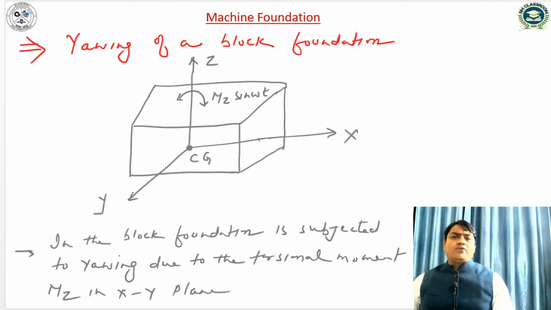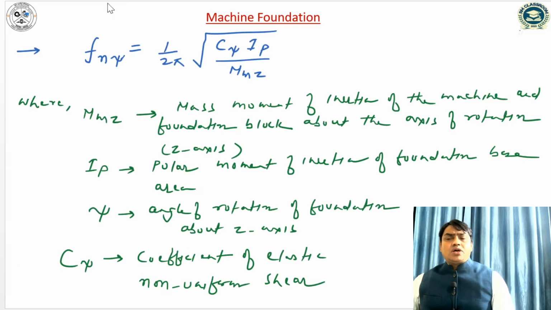This is the yawing of a block foundation. The external twisting moment is acting, that is Mz sin omega t. If the block foundation is subject to yawing due to torsional moment Mz in the xy plane, the natural frequency f_n psi can be written as 1 by 2 pi square root of C psi Ip divided by Mmz, where Ip is the polar moment of inertia and Mmz is the mass moment of inertia of the machine and foundation block about the axis of rotation, and psi is the angle of rotation of the foundation about the z axis.